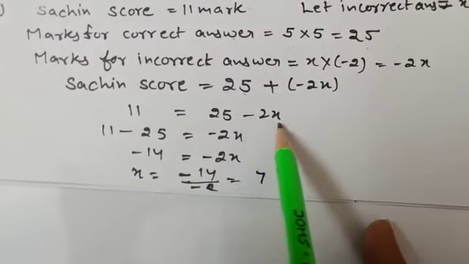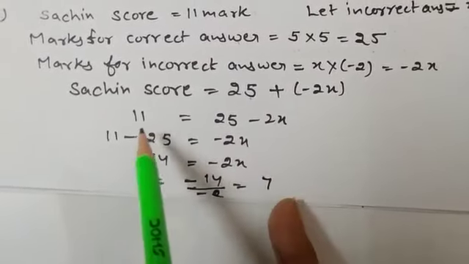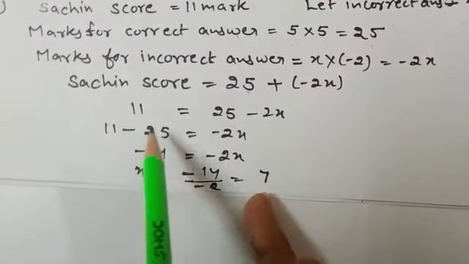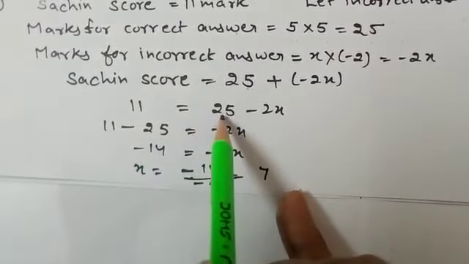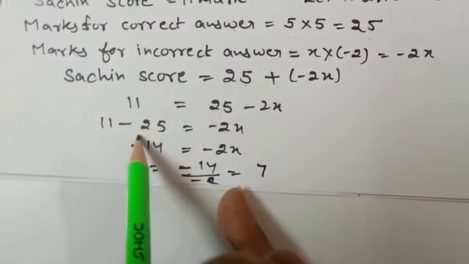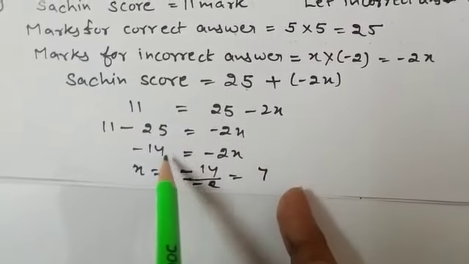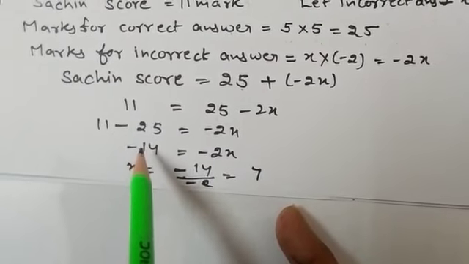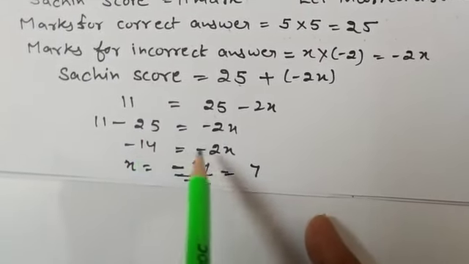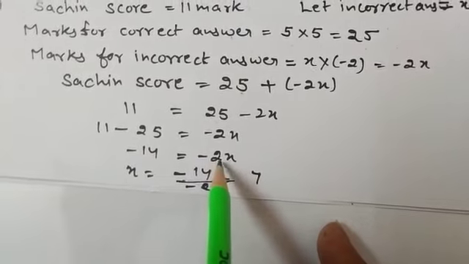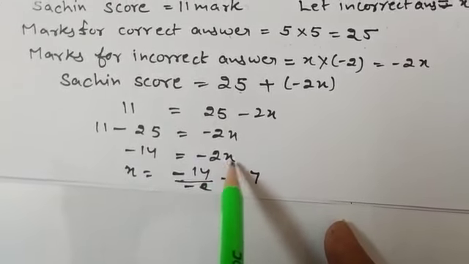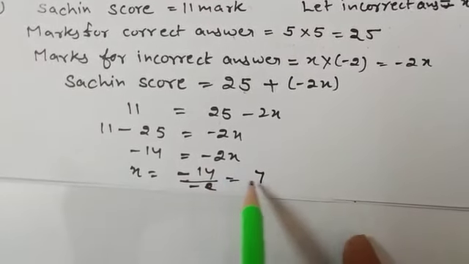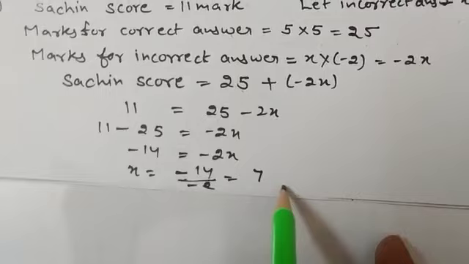We write the variable on one side and the constants on the other. On the left hand side we solve the constant parts. 11 minus 25, because plus 25 moves across as minus 25, minus 2x. That means plus and minus, we subtract the smaller digit from the greater digit, and minus 2x, minus 2 is multiplied with the variable. After this we divide: minus 14 divided by minus 2, we get 7. That means 7 incorrect answers. Clear?